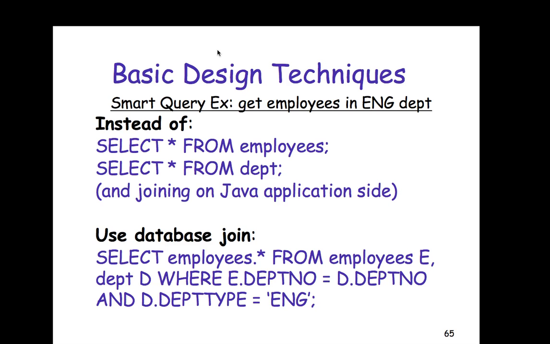This is just an example. Instead of this one, use that one, which you're doing two selects. You're doing a select from employees, a select from department, and joining on the Java application side, which is going to be pretty hard. Instead, you just run the query instead of joining it. In fact, people do that all the time. I'm not quite sure why.